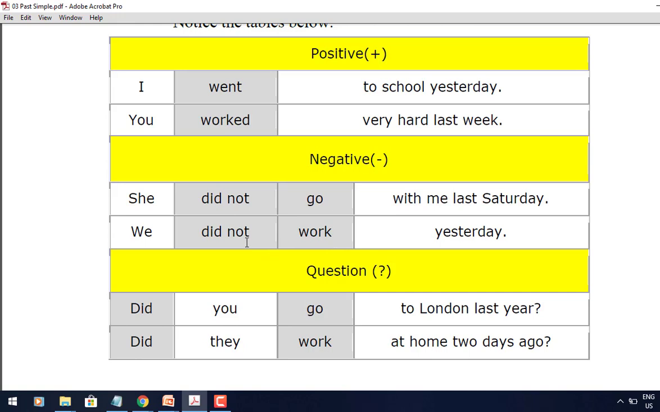And the same for the question. We start the question with did, then the subject, then the verb in the base form. And this is more important, that did, however you use it in the negative form or the question form, must be followed by the base form of the verb. Did you go to London last year? Did they work at home 2 days ago?